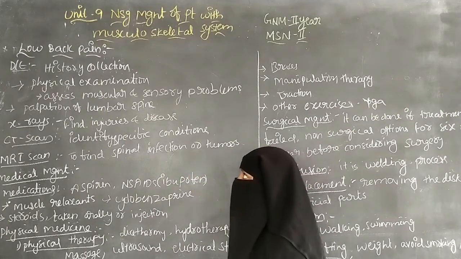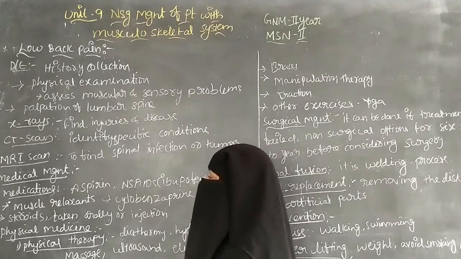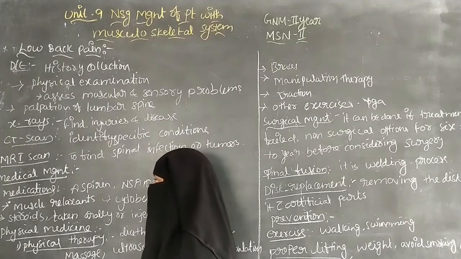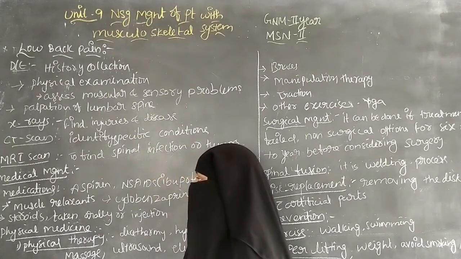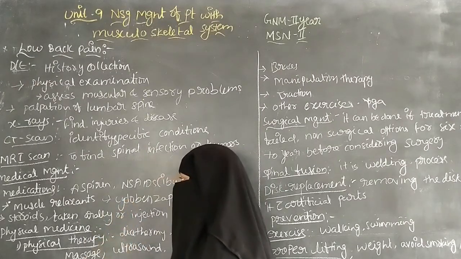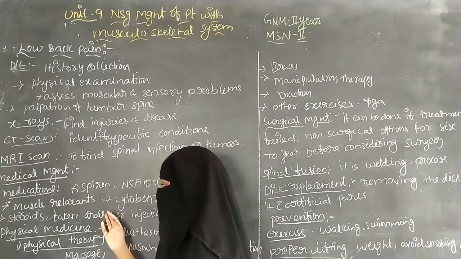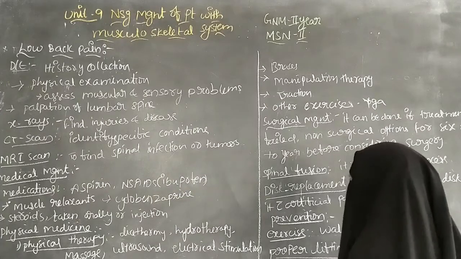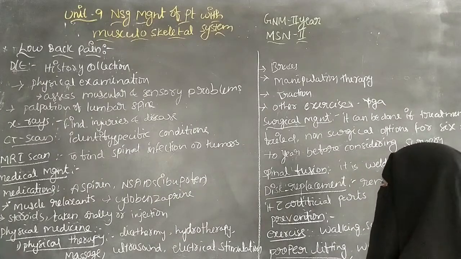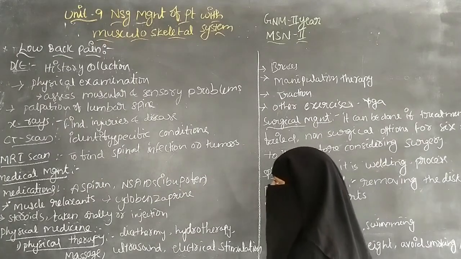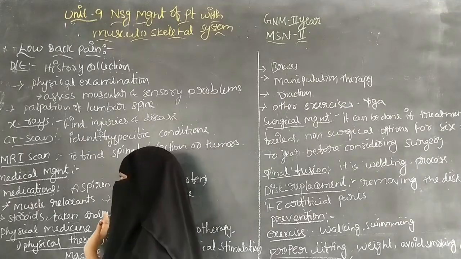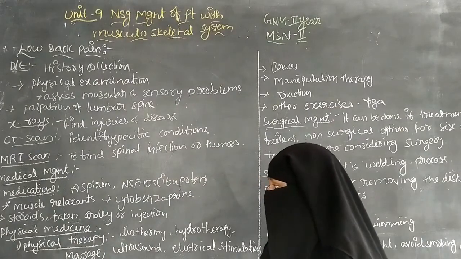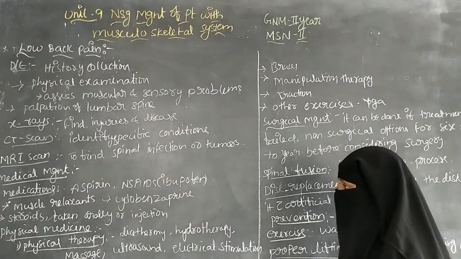So that is the diagnostic evaluation for low back pain. And next one is the medical management. The medical management includes 3 steps. First one is medications, the next one is physical medicine, and the next one is surgical management.